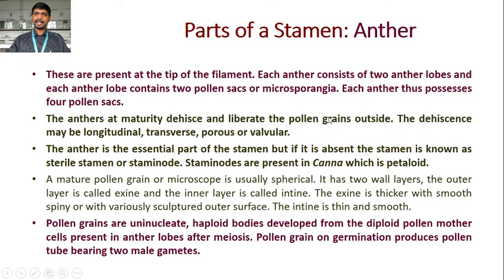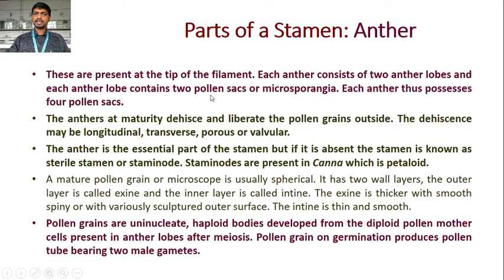Next, this is the next part of the stamen, that is the anther. As you know, the stamen is made up of anther, filament and connective. In the first few slides we studied the filament, then the connective. Now we are going to the anther. The anther is present at the tip of the filament. Each anther consists of two anther lobes that are joined together by means of a connective.